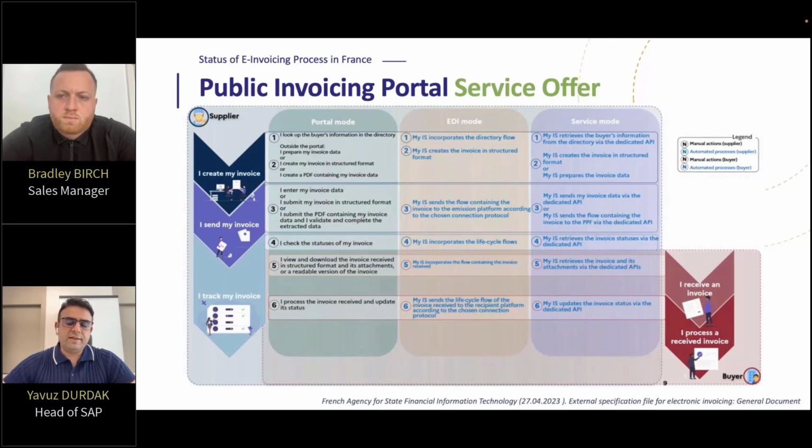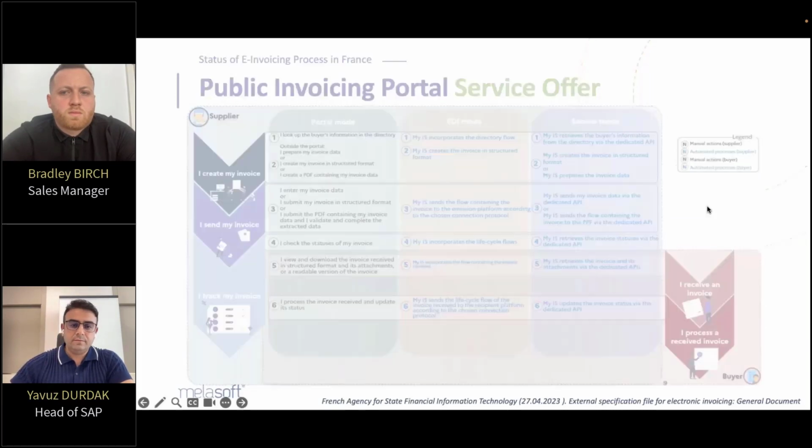For instance, if you send an invoice and it is rejected by your buyer, then you can see the status information by using the API services in real time. So it is the most efficient way, especially for large companies that process a large number of invoices. This mode can be the preferred mode. Each mode has some advantages and disadvantages. Depending on the business requirements, the suitable mode can be selected.